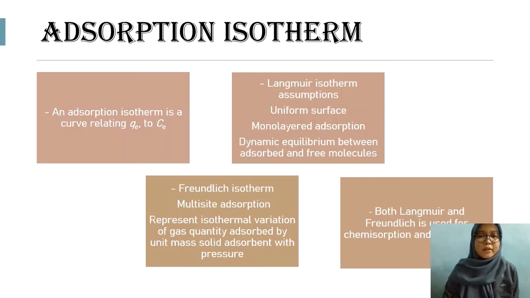Langmuir has several assumptions, which are uniform surface, monolayered adsorption, and dynamic equilibrium between adsorbed and free molecules. And Freundlich is for multi-site adsorption and it represents the isothermal variation of gas quantity adsorbed by unit mass of solid adsorbent with pressure. Both Langmuir and Freundlich are used for chemisorption and physisorption.